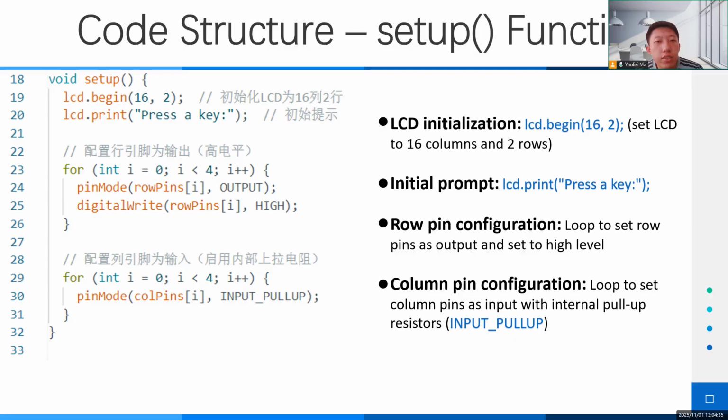After that, we set up the row pins. We use a loop to set each row pin as an output and set its level to high. Setting them to high is part of how we scan the keyboard later. Finally, we set up the column pins. Another loop sets each column pin as an input with INPUT_PULLUP. Input pull-up means we use the Arduino's internal pull-up resistor. This helps with detecting if a key is pressed.